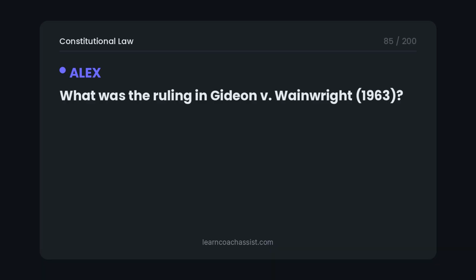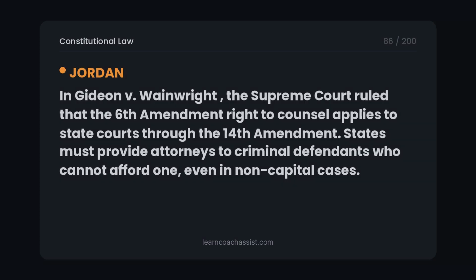What was the ruling in Gideon v. Wainwright, 1963? In Gideon v. Wainwright, the Supreme Court ruled that the Sixth Amendment right to counsel applies to state courts through the 14th Amendment. States must provide attorneys to criminal defendants who cannot afford one, even in non-capital cases.